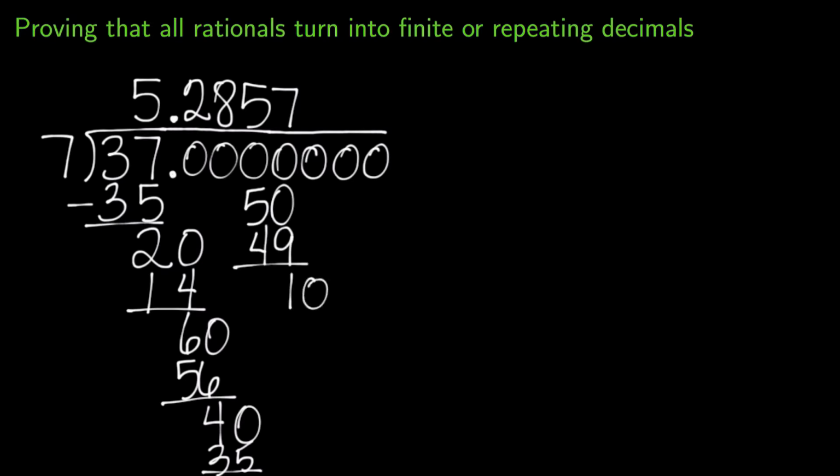Multiply, subtract. Drop a 0. 7 goes into 10 once. Multiply, subtract. Drop a 0. 7 goes into 34 times. Multiply, subtract. Drop a 0.